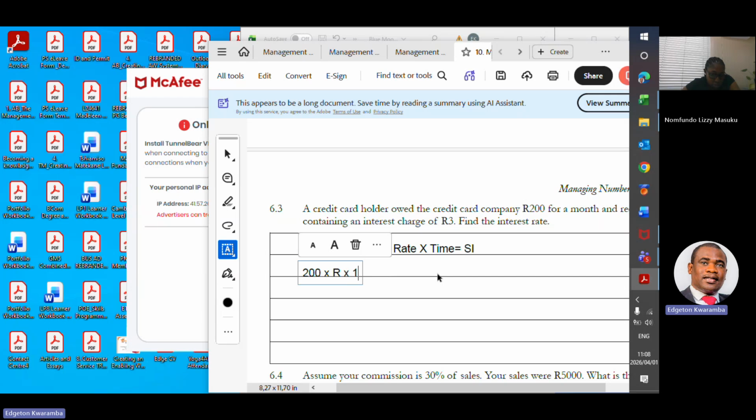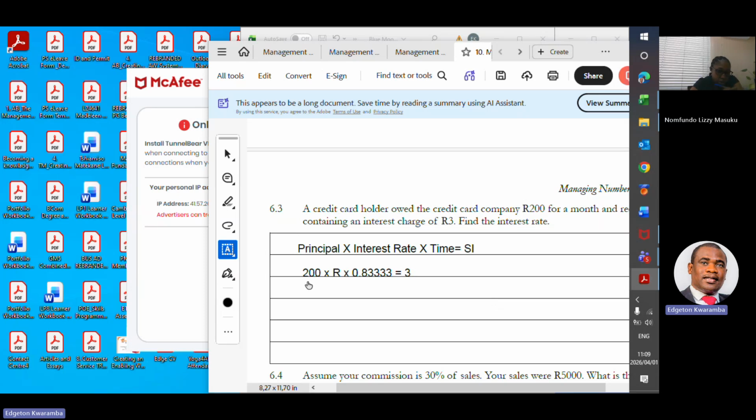Maybe do it on a calculator, just 1 divided by 12. I want to see the decimals. 1 month is 1 divided by 12. I'm getting 0.8333. I know there are many threes there. Is equal to, because simple interest was already given, the 3 Rand.